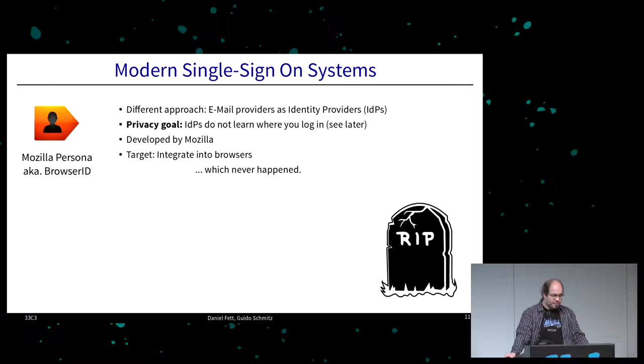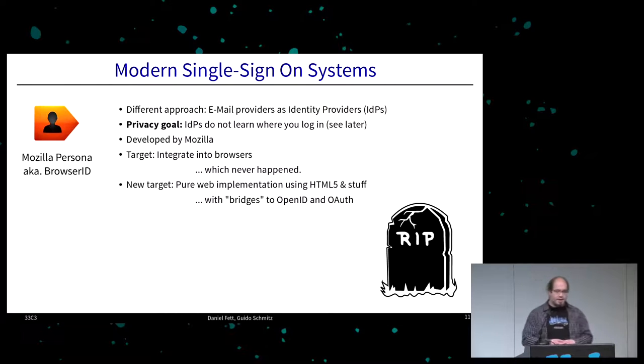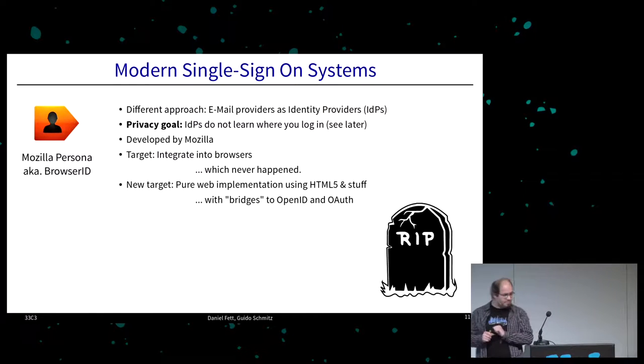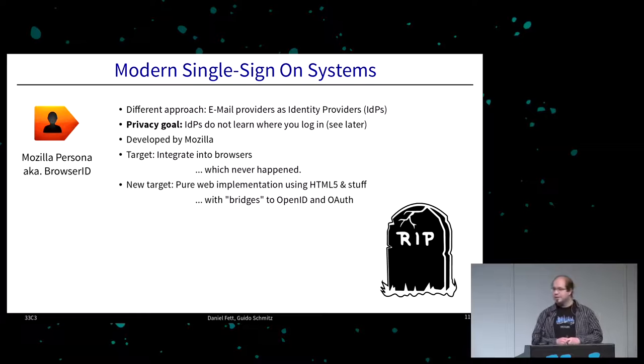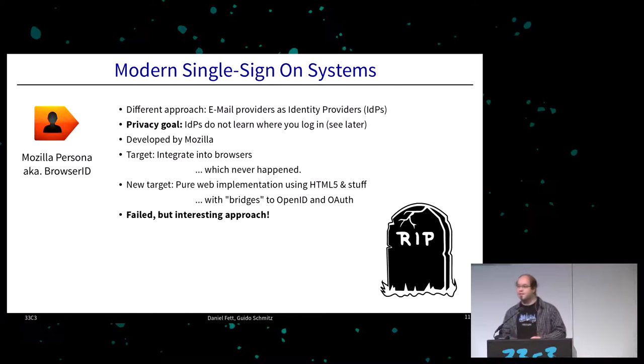And Mozilla Persona is the first single sign-on system with the goal that we have some kind of privacy, in the sense that the identity provider does not learn where you use your accounts. We will talk about this also later in this talk. It was developed by Mozilla, and the first idea was to integrate this protocol in the browsers, which never happened. So they went for the target to have a pure web implementation using just HTML5, and they also built bridges to OpenID and to OAuth to get some big identity providers in the system. But this whole approach failed, but it's still interesting if you want to look for privacy.